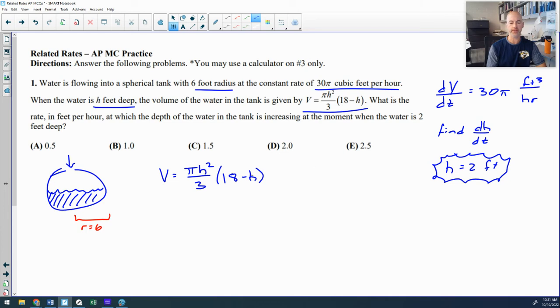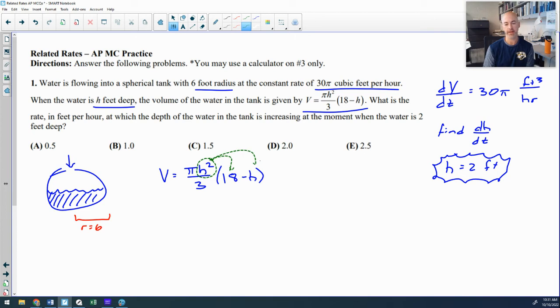And with related rates, we typically just jump into the derivative, but you shouldn't. You should always stop and think for a second. Can I make the derivative any easier with algebra before I start the derivative? In this case, you absolutely can. As the problem is currently written, we have a product rule. We have pi h squared over 3 times 18 minus h. However, if I distribute, I will get rid of that product and we will have a power rule. And I am only going to distribute the h squared. The pi over 3 is a constant. I can leave that out.